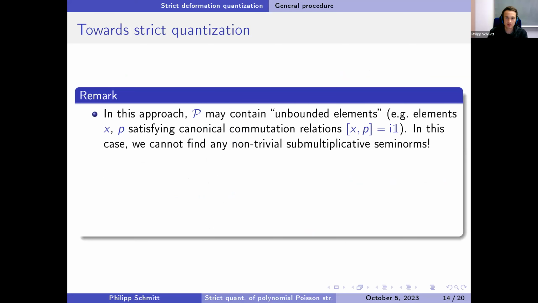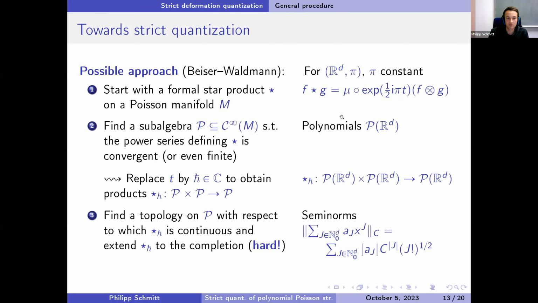Let me make one remark, namely that in this approach, this polynomial algebra typically contains some unbounded elements, for example, elements satisfying canonical commutation relations, where with respect to the star product the commutator of two elements is just i times the unit. It is well known that in this case, there cannot exist any non-trivial submultiplicative semi-norms that make this product continuous. So in order to find a topology that makes this product continuous, you necessarily need to consider a system of semi-norms where you estimate one semi-norm by another semi-norm. So you need locally convex algebras, and you cannot just do this with normed algebras.